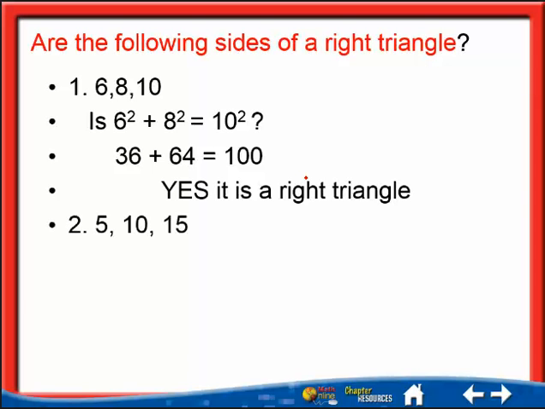What about 5, 10, and 15? Okay, and you have to put the bigger number in the c position because the hypotenuse, remember, is the longest side. So if this is a right triangle, this would be the hypotenuse and it would have to go over here. So now let's work it out. What is 5 squared? What is 10 squared? What is 15 squared?